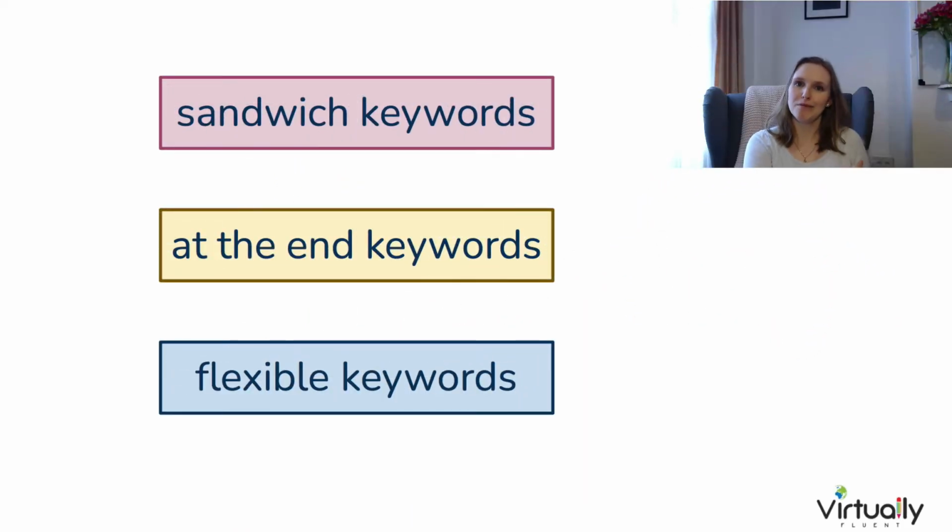So today, when we talk about these keywords, I'm going to explain them in 3 different categories. These are not official names at all. This is just the way that I teach them to help you understand their position in a present perfect sentence. We have sandwich keywords, at the end keywords, and flexible keywords, and then we're going to look at the word still.